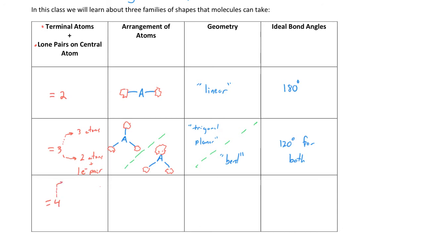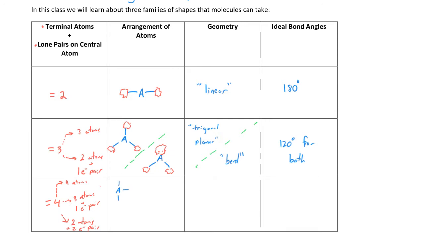Now, if we had 4 things attached to a central atom, this is an even more interesting situation, right? We could have 4 atoms, or we could have 3 atoms and 1 set of lone pairs, or we could even have 2 atoms and 2 sets of lone pair electrons. So because of this variety, we actually get 3 different arrangements with 3 different names.